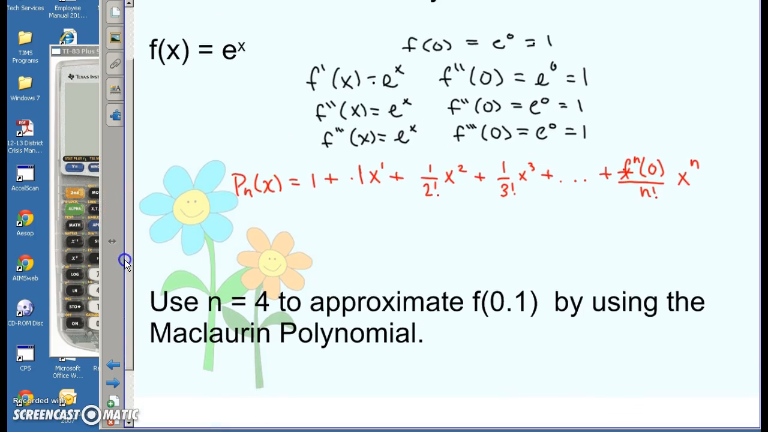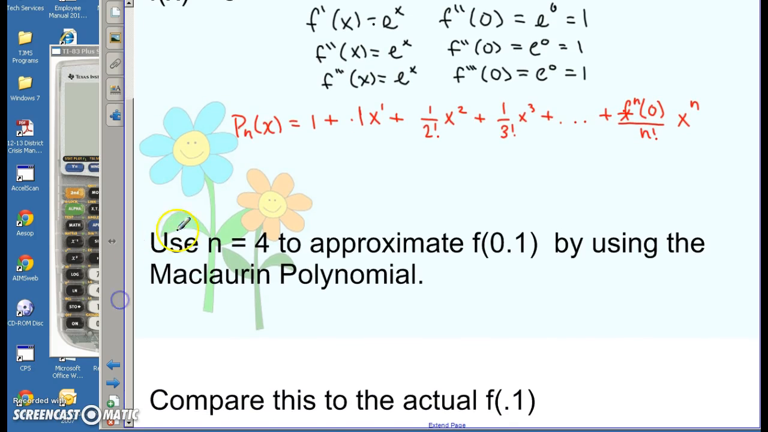So down here, this is very typical of what you're going to see. It's asking us to use n equals 4. So this is a 4th degree Taylor, or Maclaurin polynomial. This is our degree because n is our exponent up here. So we're going to keep expanding this up until n equals 4. And then we're going to use that to evaluate f of 0.1.